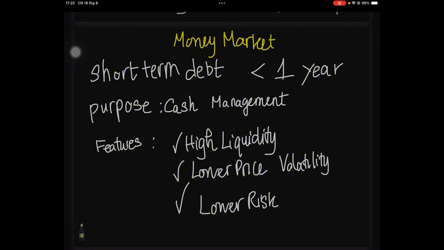A company may have extra cash today but need it next quarter. A bank may receive deposits today but need to manage daily liquidity requirements. Instead of letting that cash sit idle, they invest it in short-term securities. The goal is not usually aggressive growth. The goal is safety, liquidity, and earning some return while waiting.